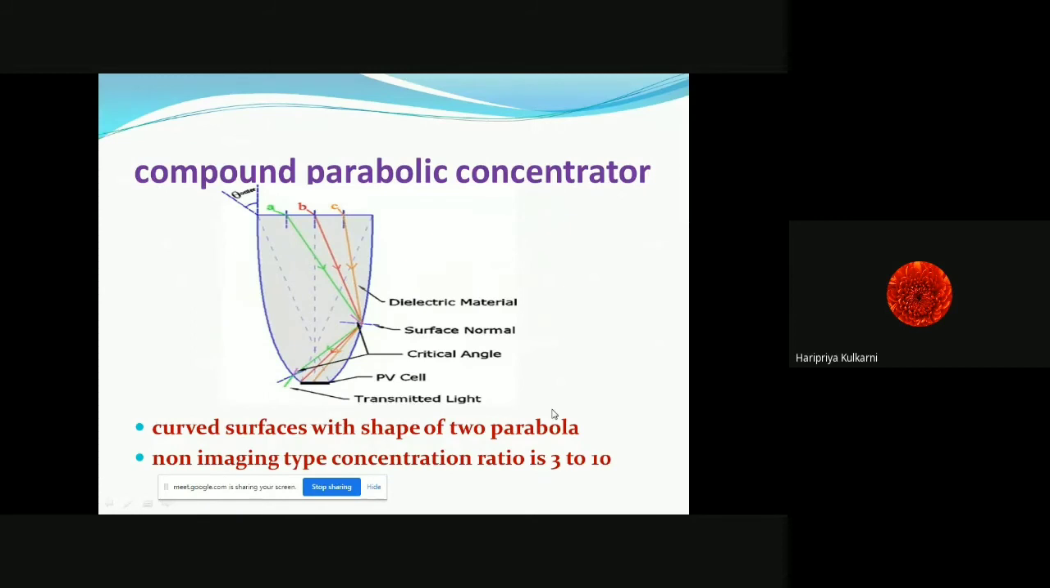Now with these remaining slides, it will be cleared. I mean, aperture, what is aperture, what is concentration. Now let us see here. This is a compound parabolic concentrator.